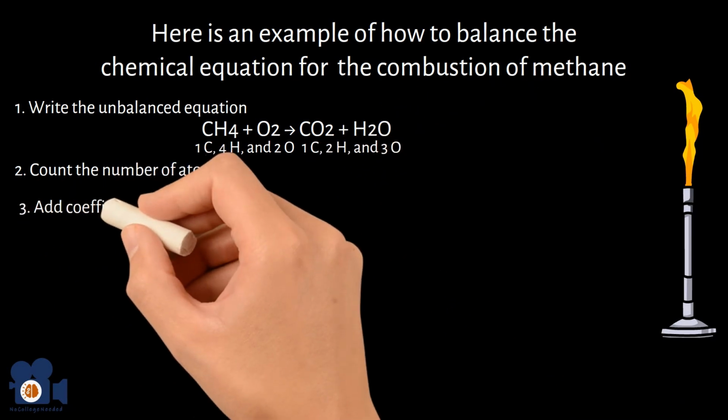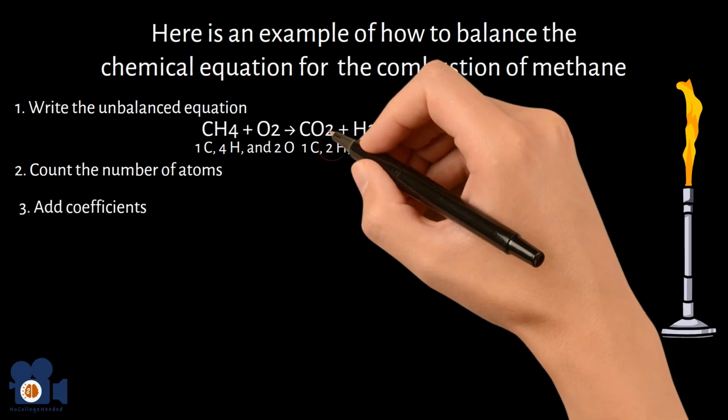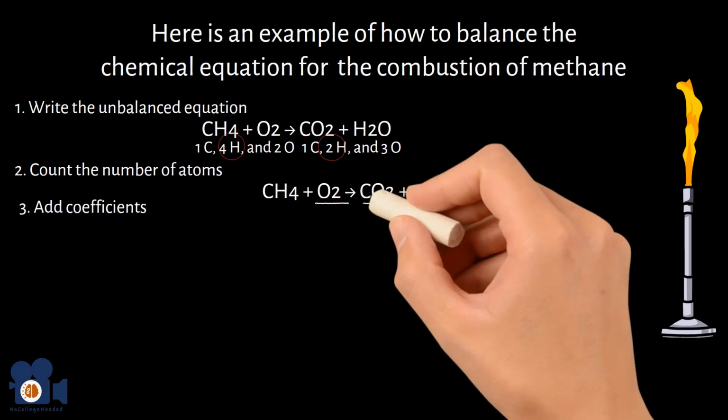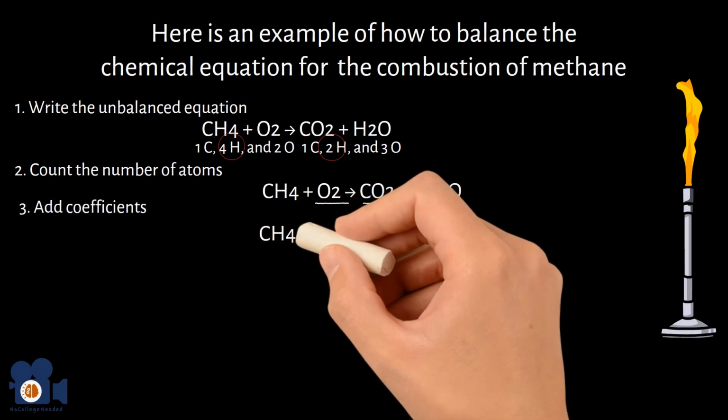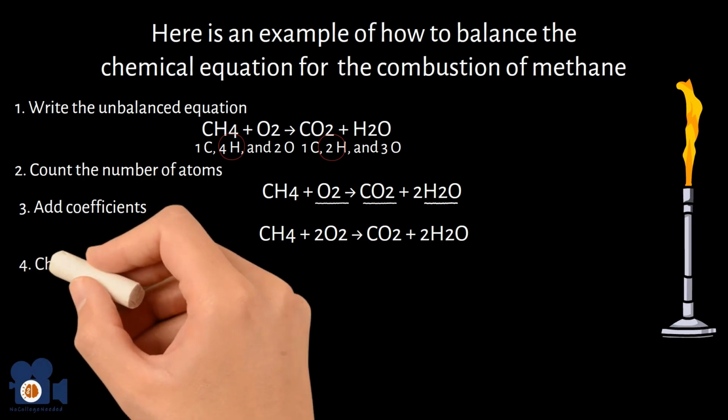3. Add coefficients. To balance the equation, we need to add coefficients to the reactants and/or products. Let's start with hydrogen. We need 4 hydrogen atoms on the right side to match the 4 on the left side, so we'll add a coefficient of 2 in front of H2O to get CH4 plus O2 yields CO2 plus 2H2O. Now we have 4 hydrogen atoms on both sides, but the oxygens are still unbalanced with 2 on the left and 3 on the right. To balance the oxygen, we'll add a coefficient of 2 in front of O2 to get CH4 plus 2O2 yields CO2 plus 2H2O.